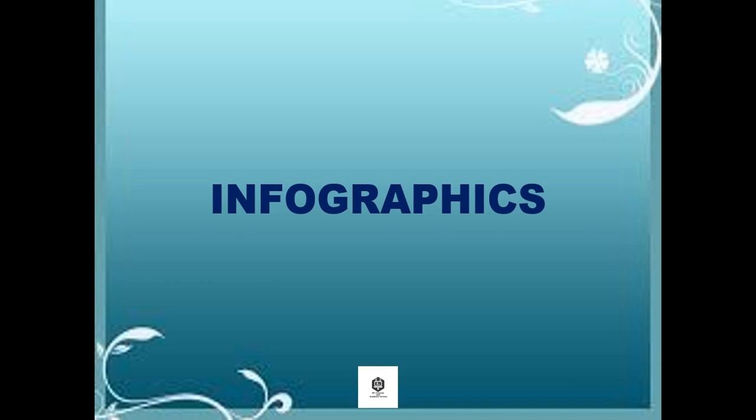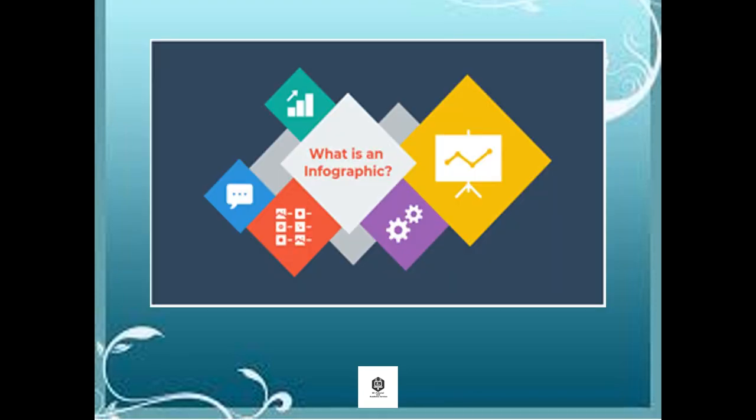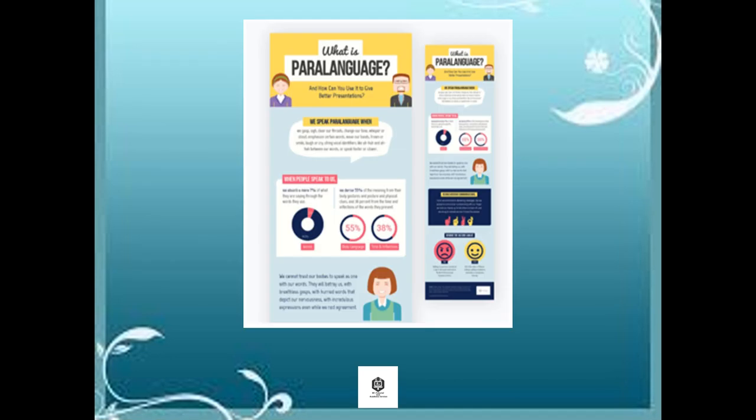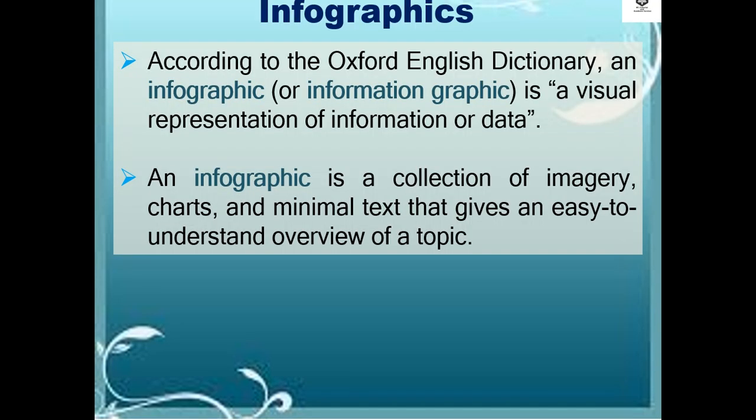Hello everyone, today we will have a new lesson about infographics. According to the Oxford English Dictionary, an infographic or information graphic is a visual representation of information or data. An infographic is a collection of imagery, charts, and minimal text that gives an easy-to-understand overview of a topic.